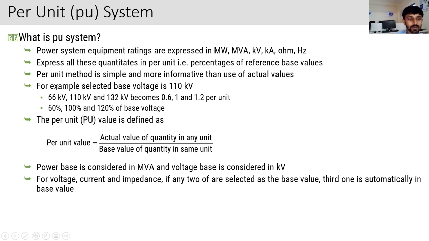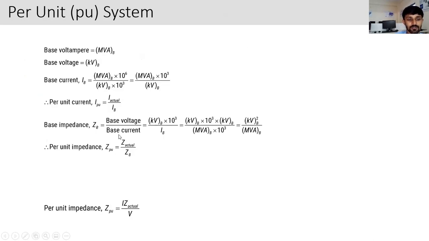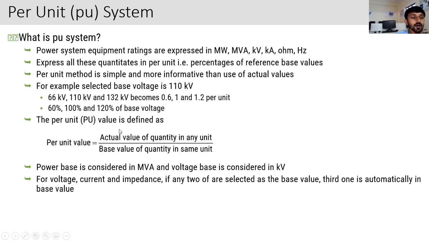In this example we have to find it. So 66 here is the actual value, and what is the base value? 101 kV is the base value. So we directly find it: 66 divided by 110 kV. So you have to find the per unit system of this.